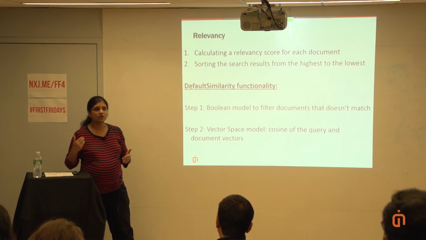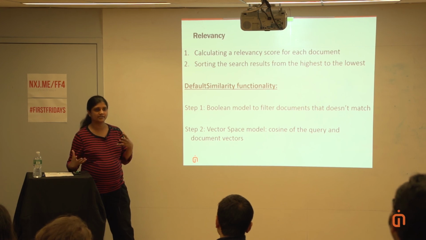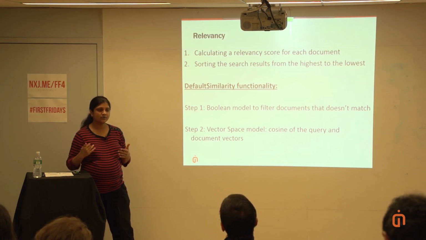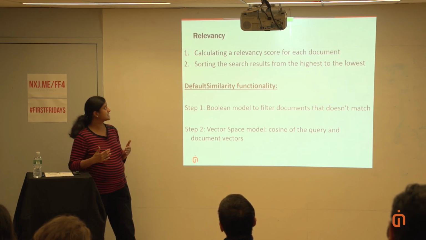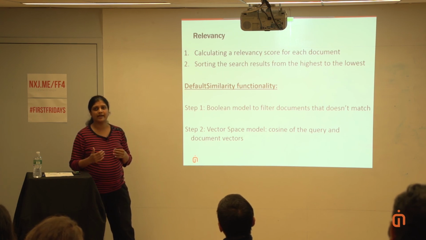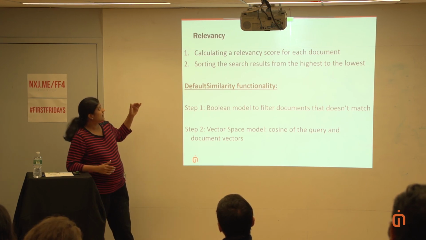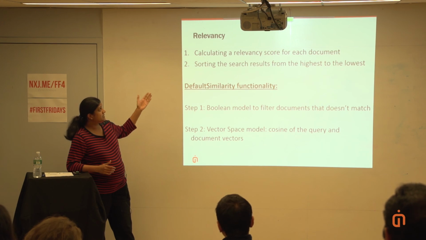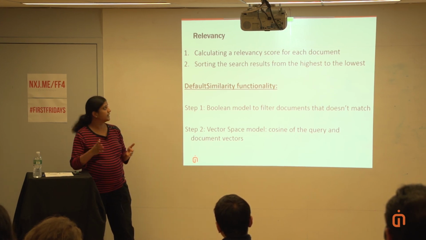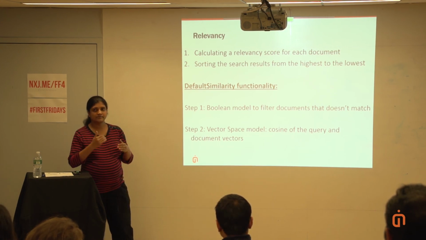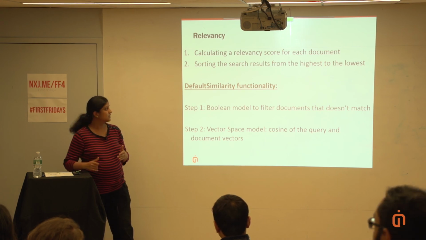And once we get the documents back, let's say there are many documents in which both "new" and "home" occur. Now we can start doing more interesting things, like finding the most relevant document among those. That is nothing but relevancy. We start calculating that for each document, and then sort the results from highest to lowest.